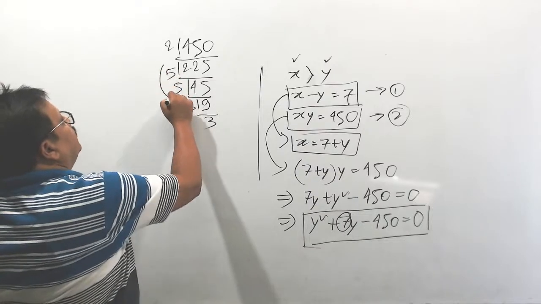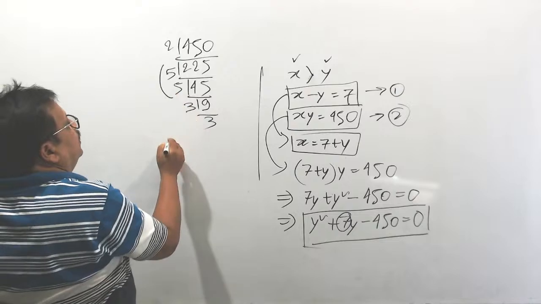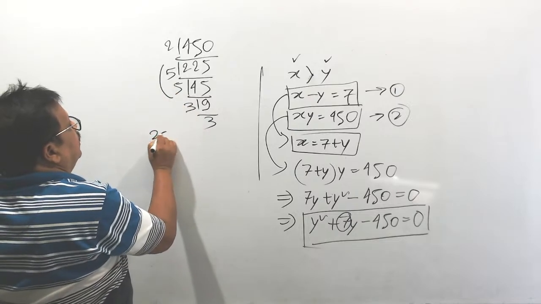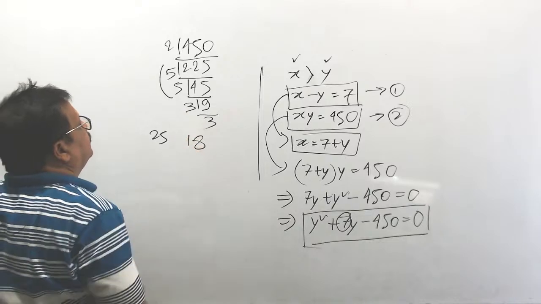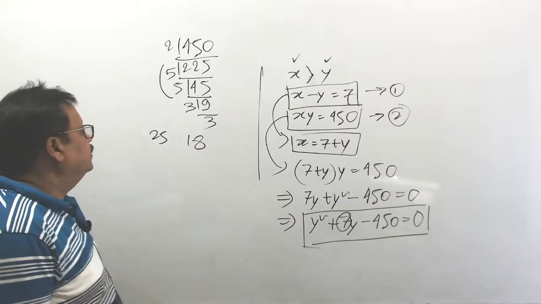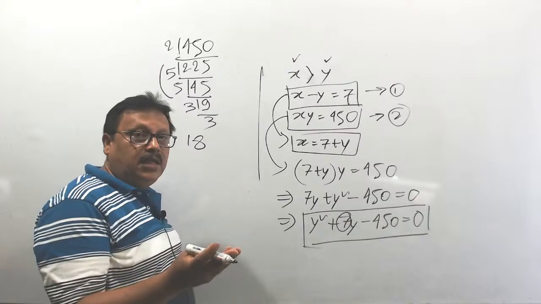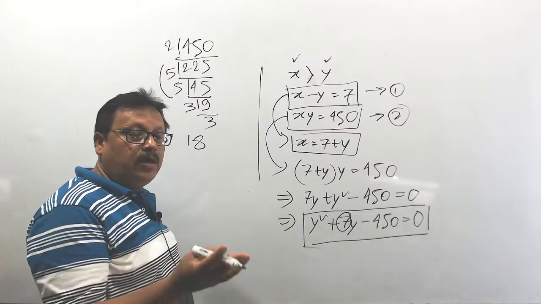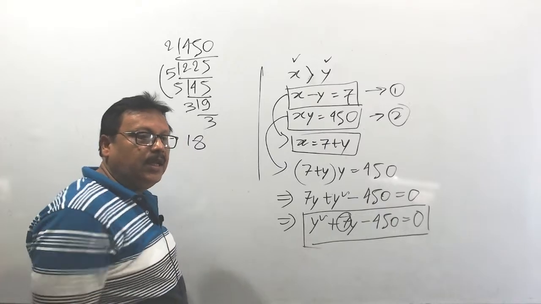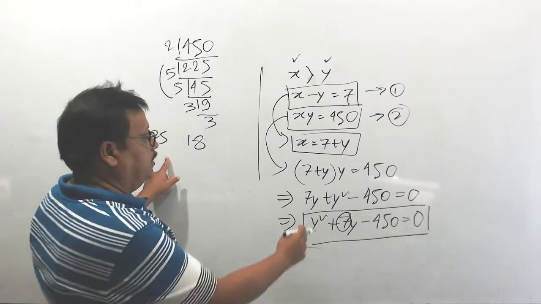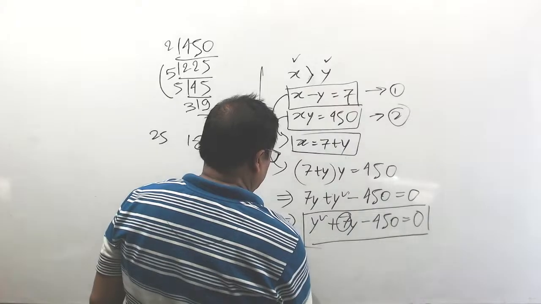See, 5 5s are 25 and 18. Is it? 19, 20, 21, 22, 23, 24, 25. Right? That is 7 you got. So what will you write here?